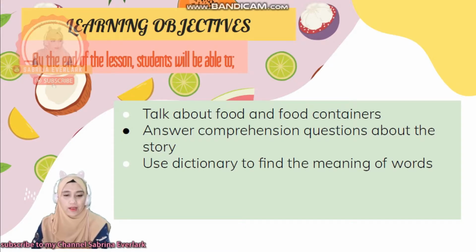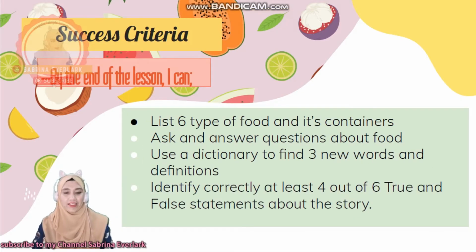Learning objective. By the end of the lesson, students will be able to talk about food and food containers, answer comprehension questions about the story, and use dictionary to find the meanings of words. Success criteria. By the end of the lesson, I can list 6 types of food and its container, ask and answer questions about food, use dictionary to find 3 new words and definition, and identify correctly at least 4 out of 6 true and false statements about the story.